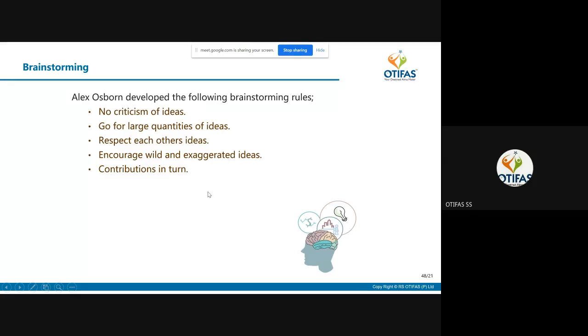Very long back I read it somewhere. There was a brainstorming session for ice cream cups. Once upon a time, people ate ice cream and threw the cups all along. So the company decided to find some solution for that. During that brainstorming, somebody gave an idea: why can't we make a cup that we can eat, the cup itself?